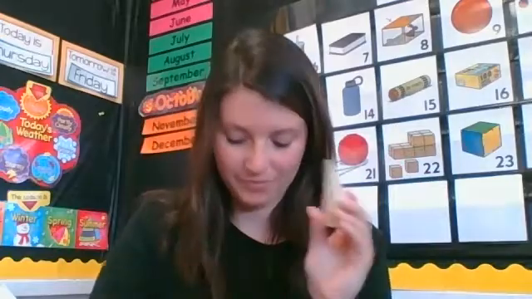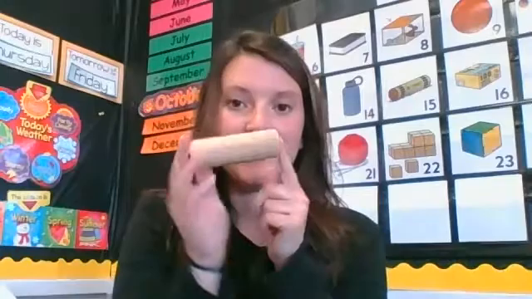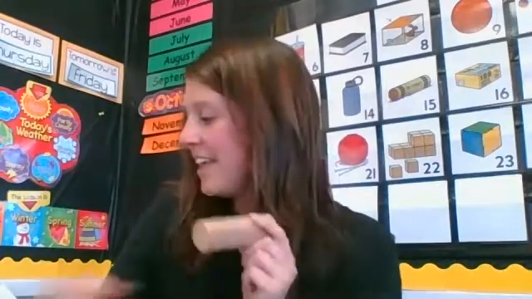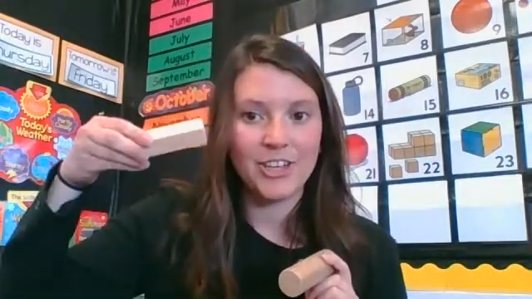Your challenge for the day is to go around your house and try to find as many things as you can that match these three-dimensional shapes. So see if you can find a pyramid, a cone, a cube, a cylinder, and a rectangular prism. Make sure you send me a picture or a video of all of the stuff that you find around your house.